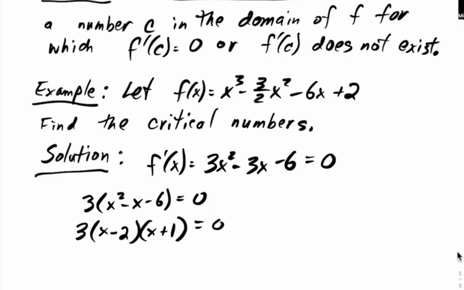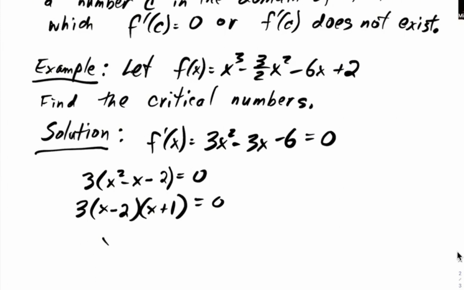Wait a second. Oh, I didn't do that right here. Let me go back here. I made a mistake when I factored that. I should have a 2 here. Okay. So then I get 3 times x minus 2 and x plus 1. So what does it tell me about x? x equals 2 or -1, and these are then the critical numbers.